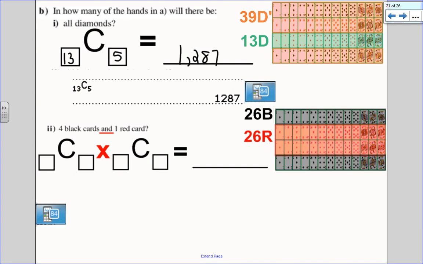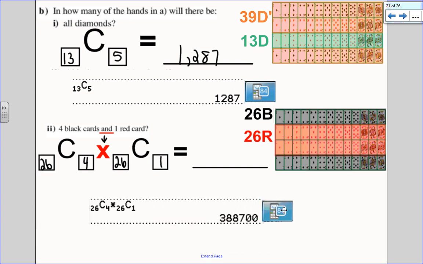Okay, next question says, I want to know how many 5-card hands have 4 black cards and 1 red card. Again, that and means multiply. So you can see how I highlighted it here. There are 26 cards in the deck that are black, 26 cards in the deck that are red. I said that wrong. 26 cards in the deck, I want 4 to be black. 26 cards in the deck, I want 1 to be red. And I can multiply those together, and I get 388,700.